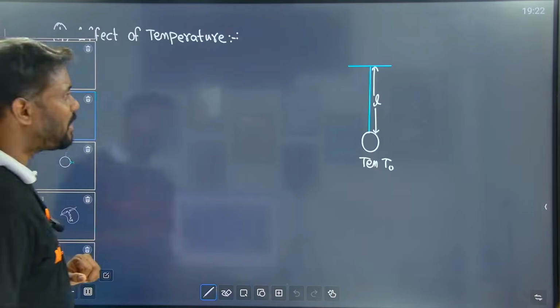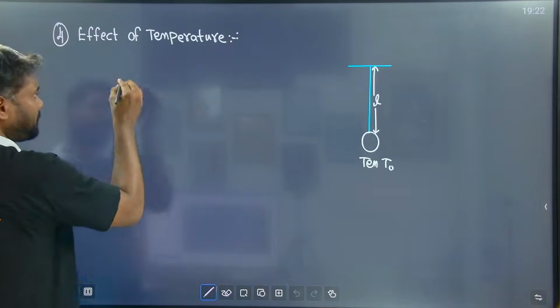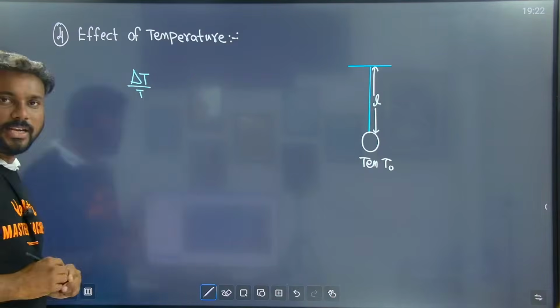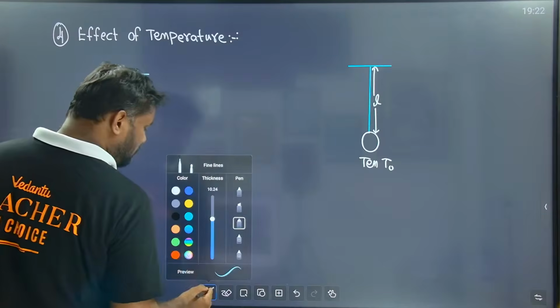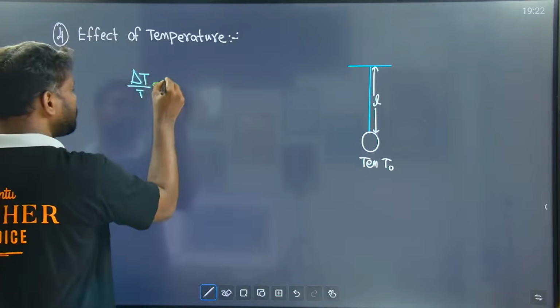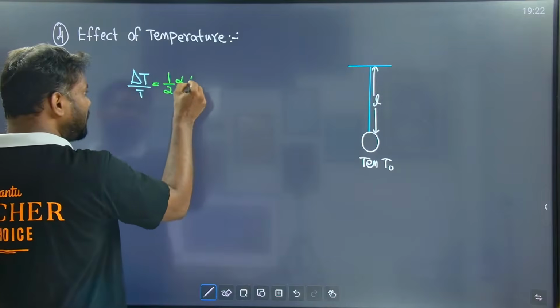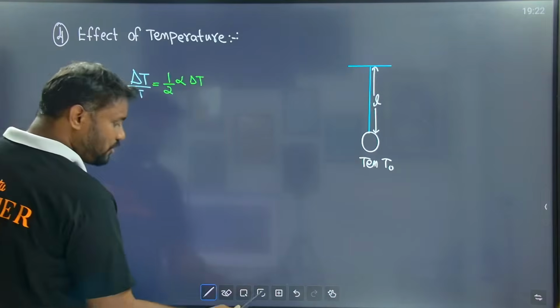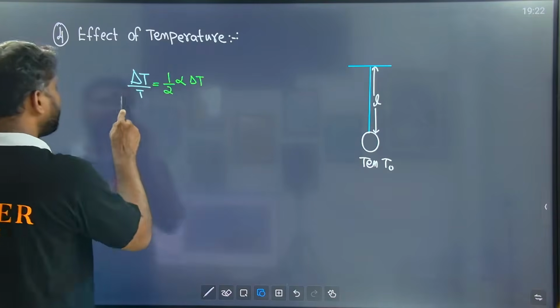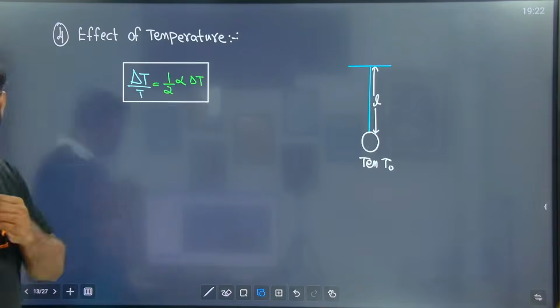So the final time period I'm going to calculate. What is the fractional value of the time period? This is delta T by T. The fractional value of the time period is 1/2 alpha delta T. This must be known clearly.